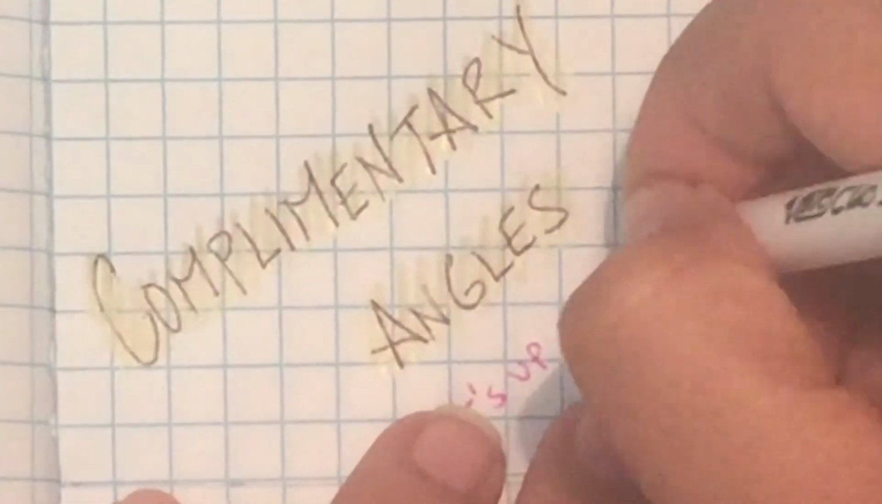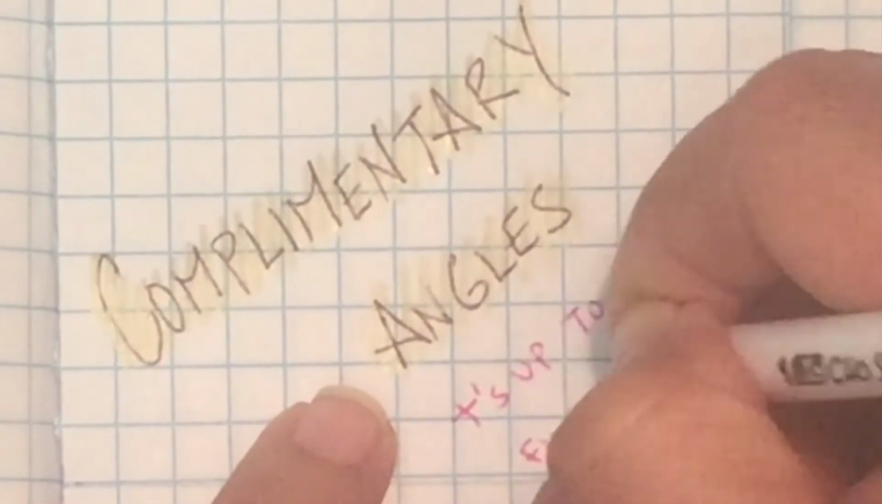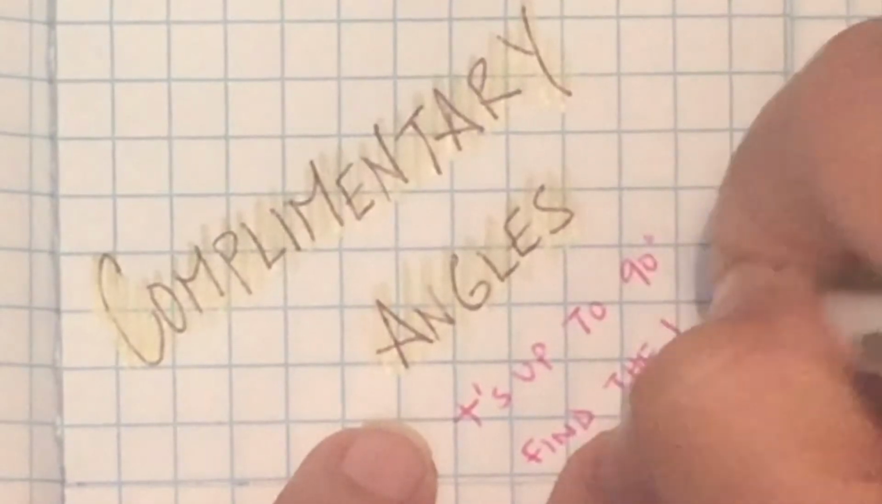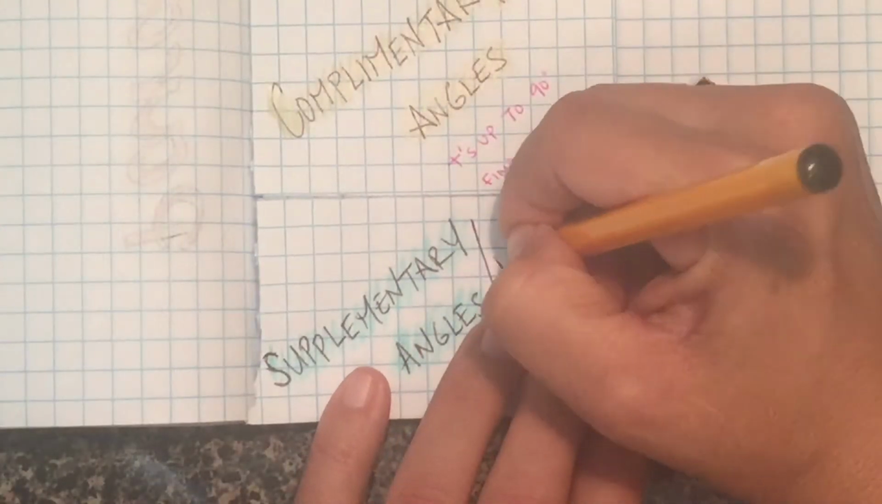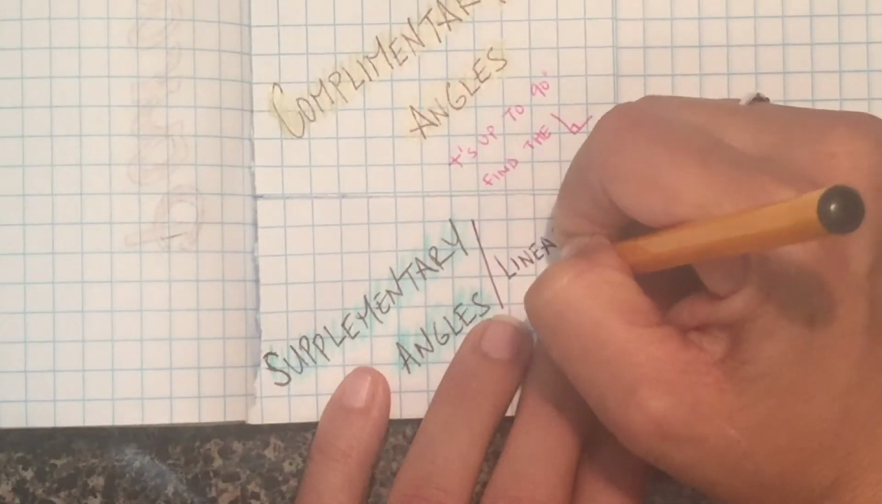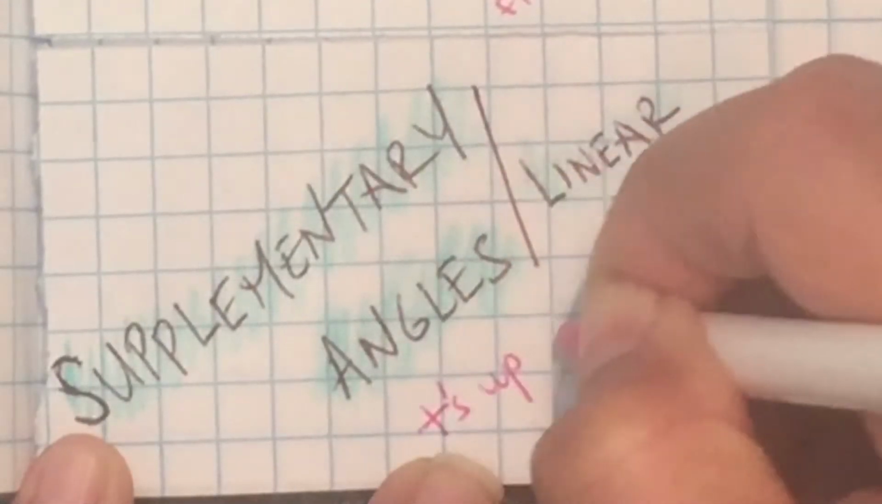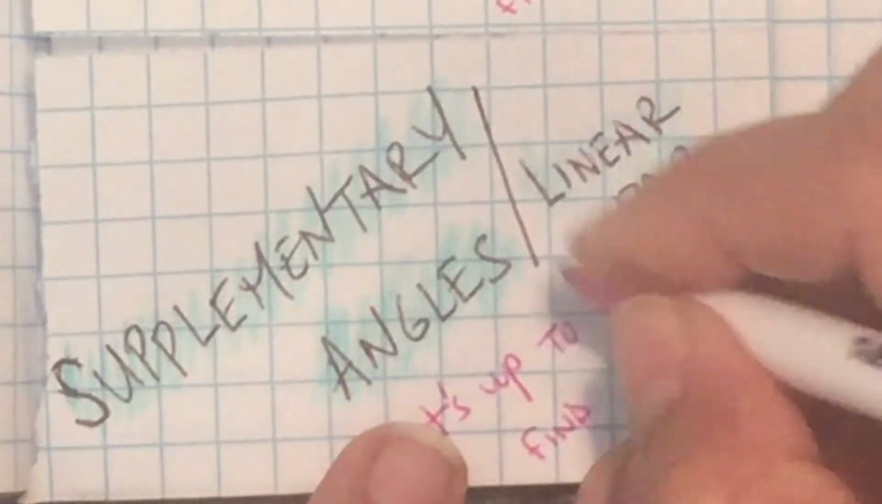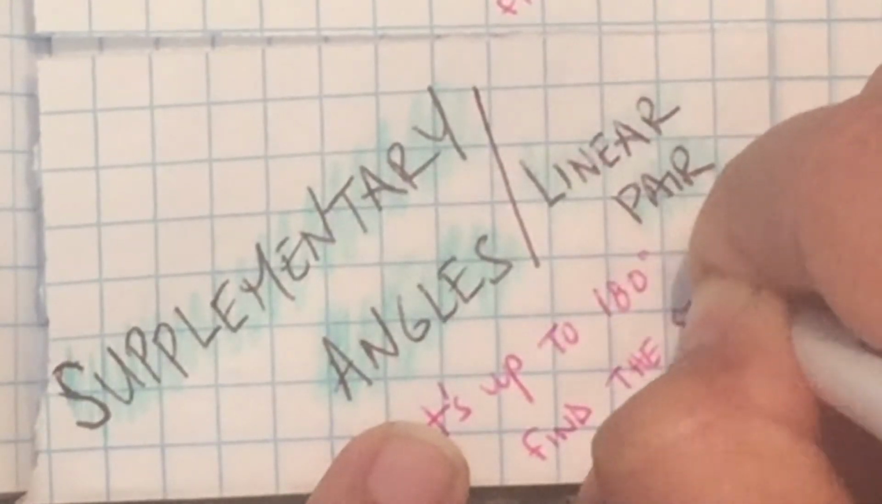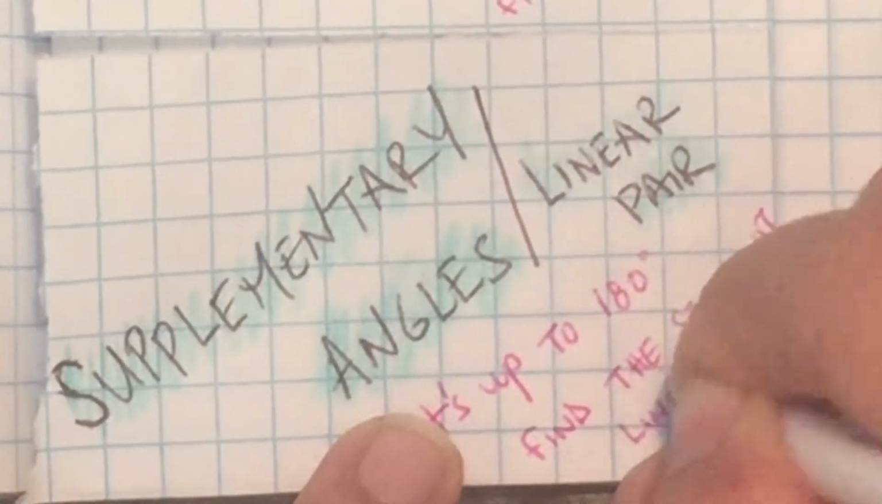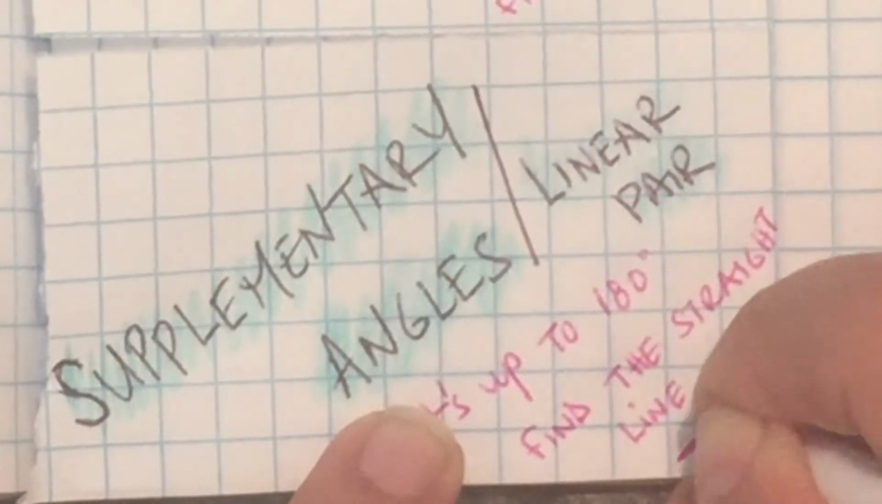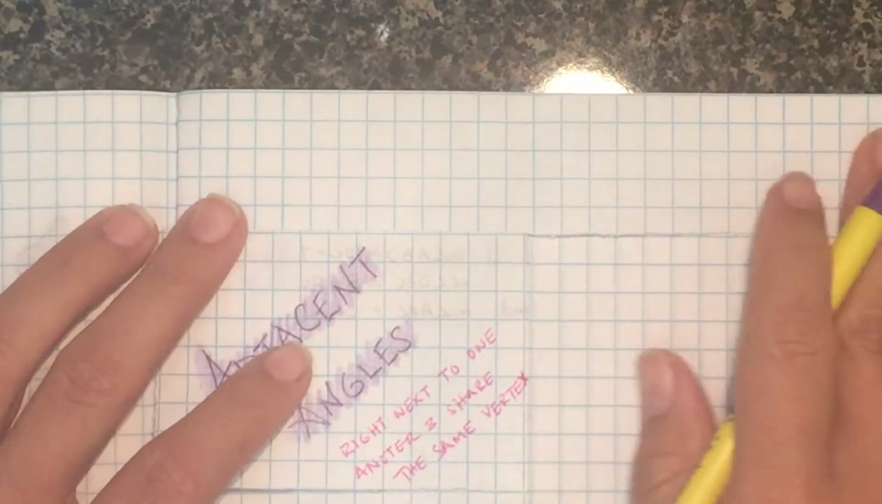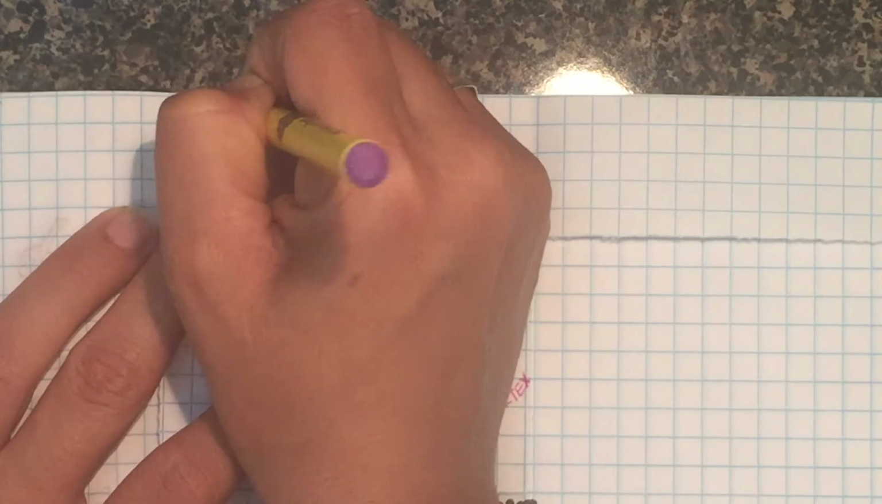Complementary angles, these are angles that add up to 90 degrees. What you need to do is find the L with a little box in the corner. Supplementary angles or linear pair, so either name, are angles that add up to 180 degrees, and what you need to do is find the straight line. So any straight line is 180 degrees. This is a listening check. Underline the word straight.